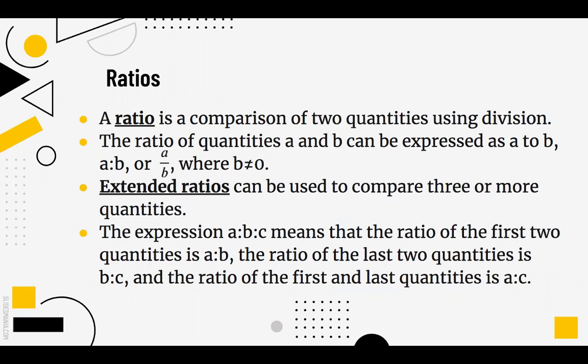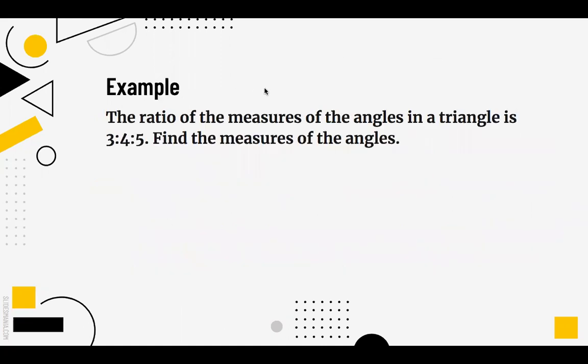But then you also have extended ratios. An extended ratio is when you have three or more quantities. So that would be like A to B to C, but that's really representing three different ratios: A to B, B to C, and then A to C. So an extended ratio is basically combining multiple ratios into one long ratio. Questions on that? Okay, so let's look at it.